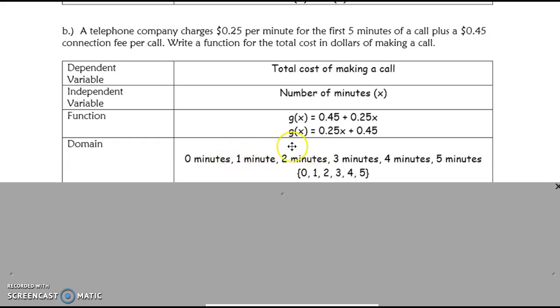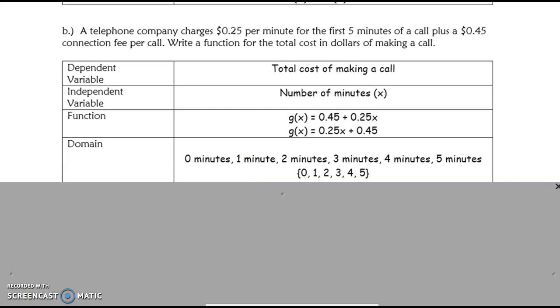So I spelled it out up here. If you understand where these 0, 1, 2, 3, 4, and 5 come from, all you need to put is the set notation. But if you're not quite sure where we got that, then put the 0 minutes, 1 minute, 2 minutes, 3 minutes above it, okay? So go ahead and write that as your domain.